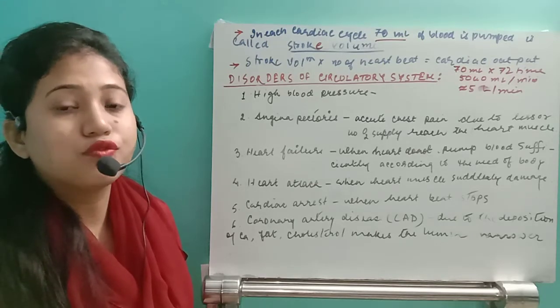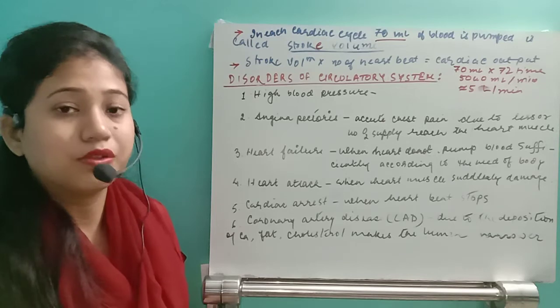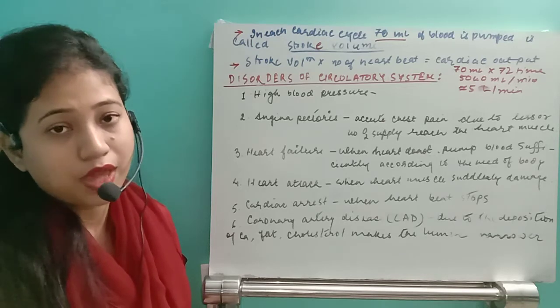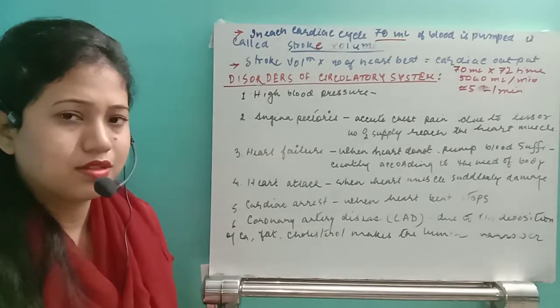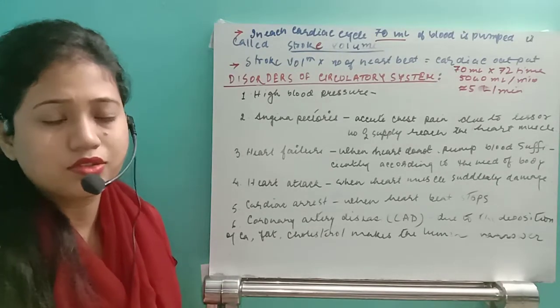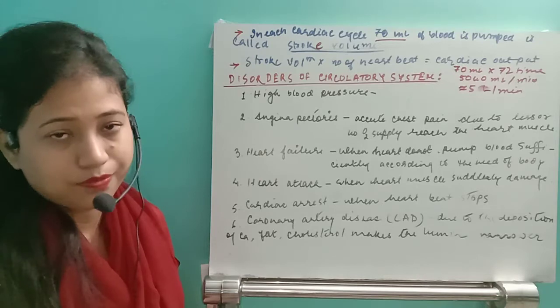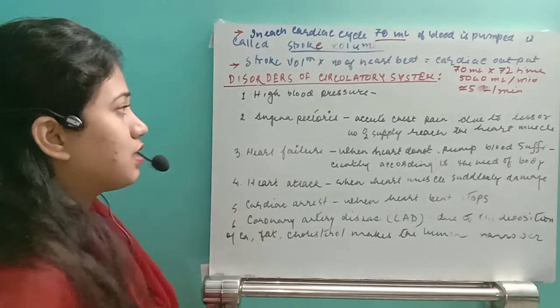After that, let's move to the heart diseases. We have different diseases of the circulatory system, so let's move to those. I have mentioned here 6 diseases. We have a number of other diseases also, but these 6 are important. First of all, this is high blood pressure.